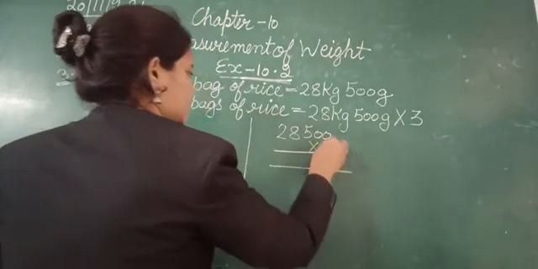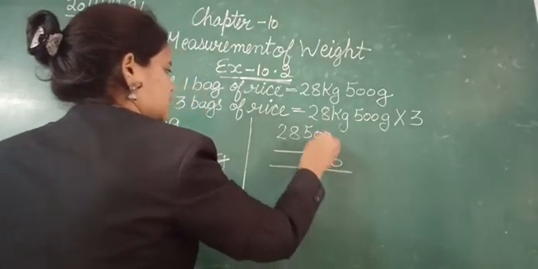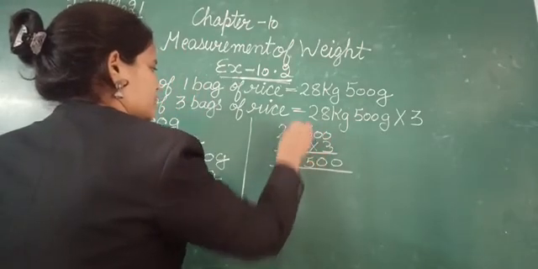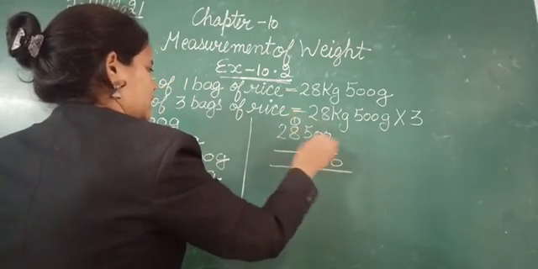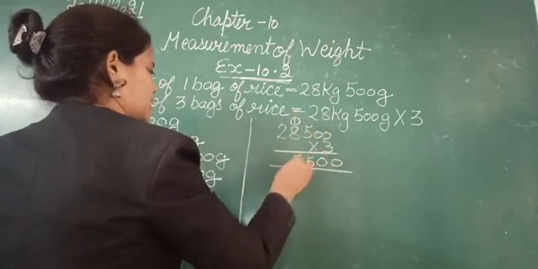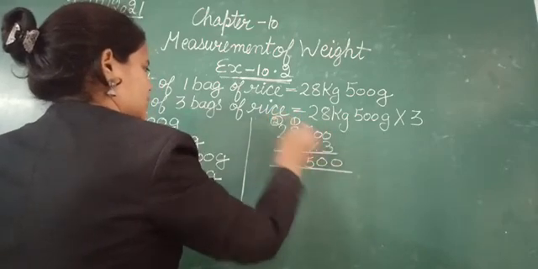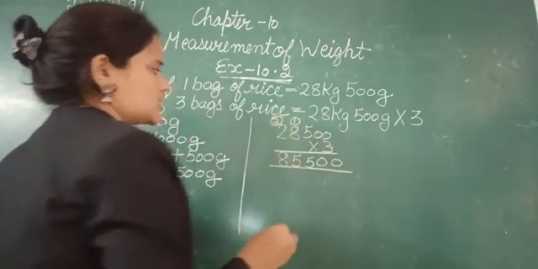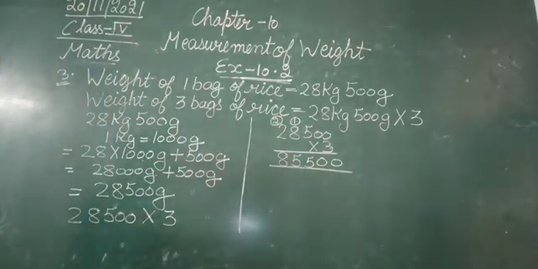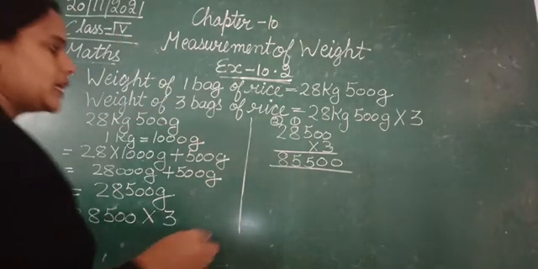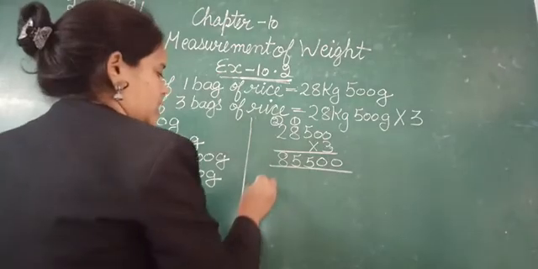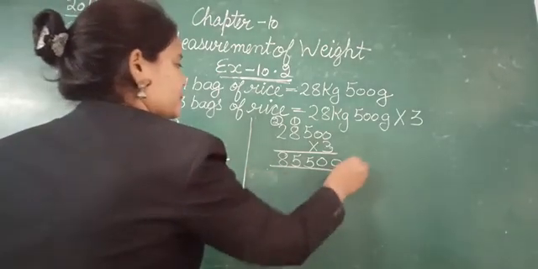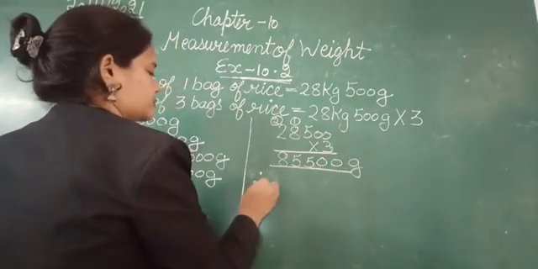Okay. 3 zeros are 0. 3 zeros are 0. 3 fives are 15. 3 eights are 24 plus 1, 25. 3 twos are 6 plus 2, 8. So this is the weight of 3 bags of rice. Okay. That is 85,500. Therefore, this is gram.